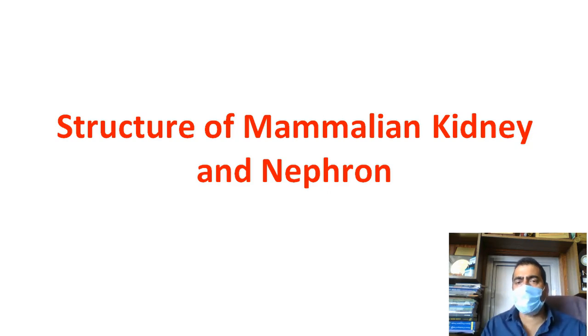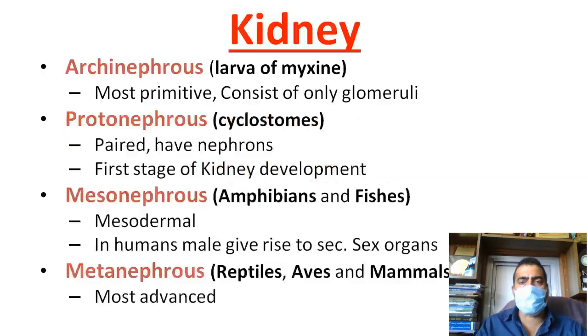Kidney is always a paired structure, and these are located below the pelvic cavity. They are responsible for filtering the blood, removing toxic substances, and helping to clean the internal environment of the body. The kidney is of different types.